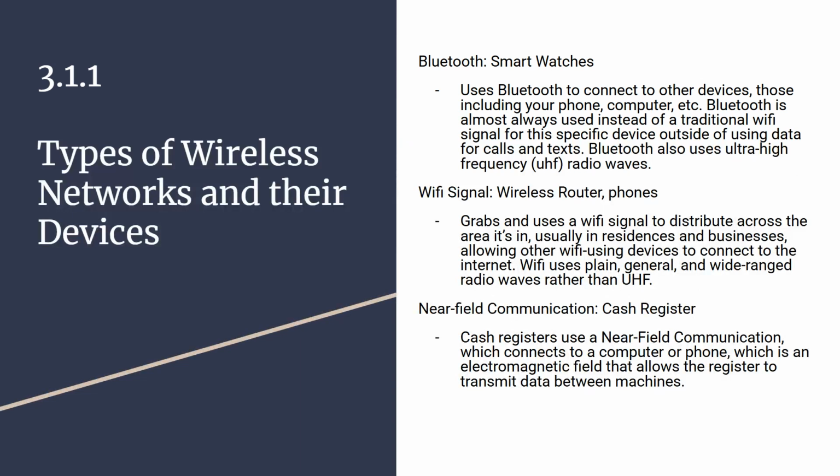Number two is Wi-Fi signal, which is a wireless router, phones, etc. grabs and uses Wi-Fi signal to distribute across areas, usually in residences and businesses, allowing other Wi-Fi using devices to connect to the internet. Wi-Fi uses a plain, general, and wide range of radio waves rather than UHF. And the third one is near field communication, which is like cash registers and such, which connects to a computer or phone in an electromagnetic field that allows the register to transmit data between machines.